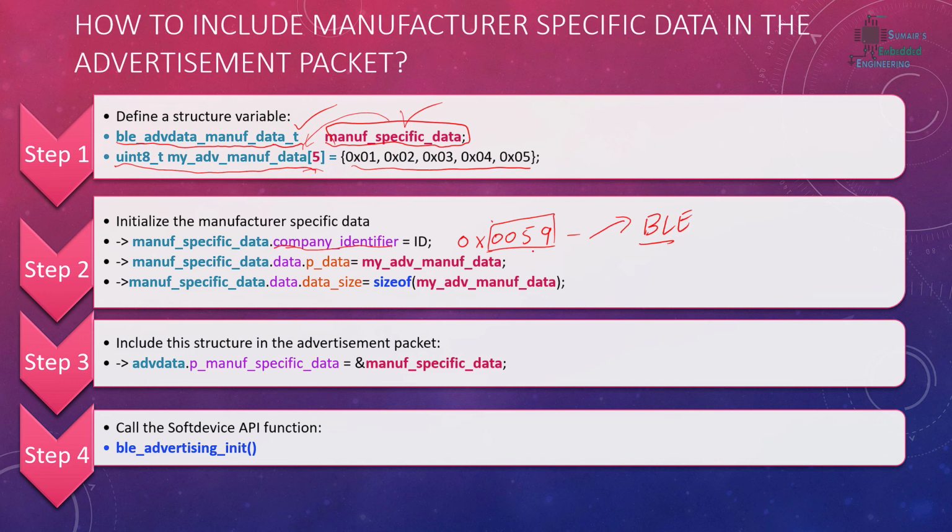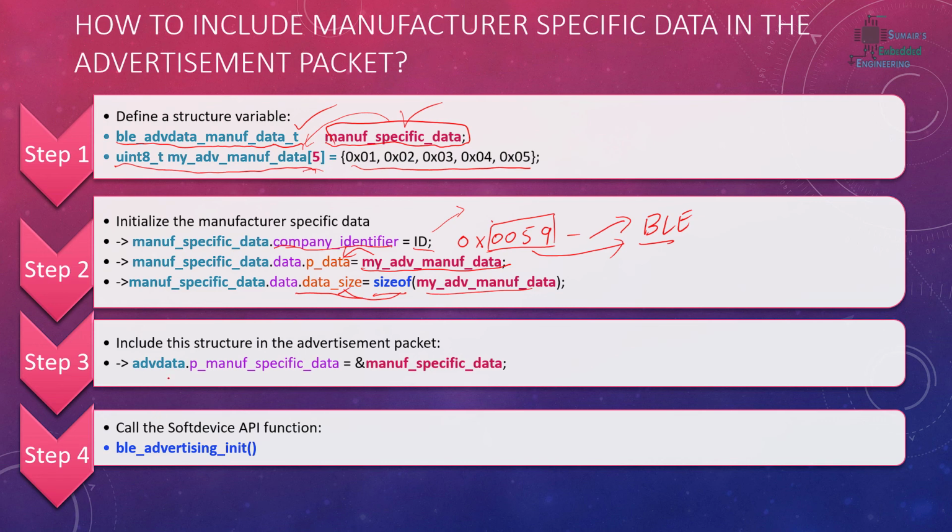If you want to buy this identifier, you have to contact the Bluetooth organization and ask them for the details. They will allot you a specific number, and then you can have this company identifier. The next thing is we have to point to the data. As you know, the array name itself is basically the pointer which points to the first element, so we just assign this to this pointer. The last thing we need to do is tell the data size. For that we will use the sizeof function with our array name, and it will calculate the size of the array and pass it to this.